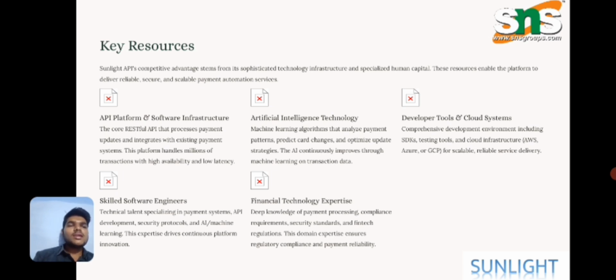Developer tools and cloud system. A comprehensive development environment including SDKs, testing tools, and cloud infrastructure for scalable, reliable service delivery.